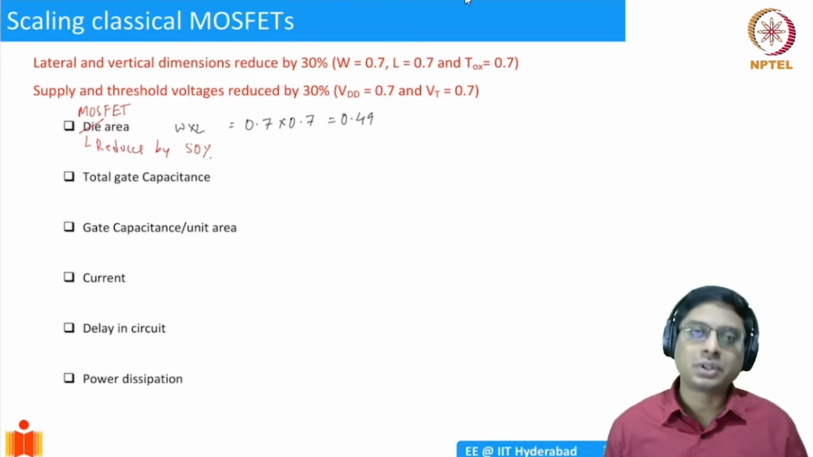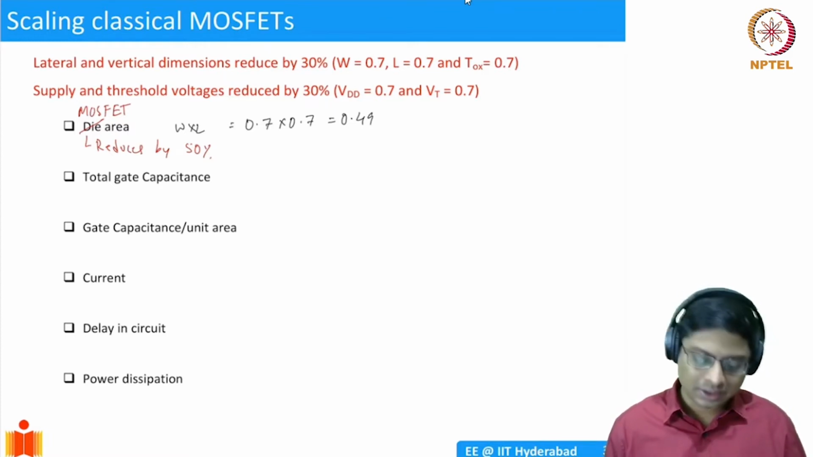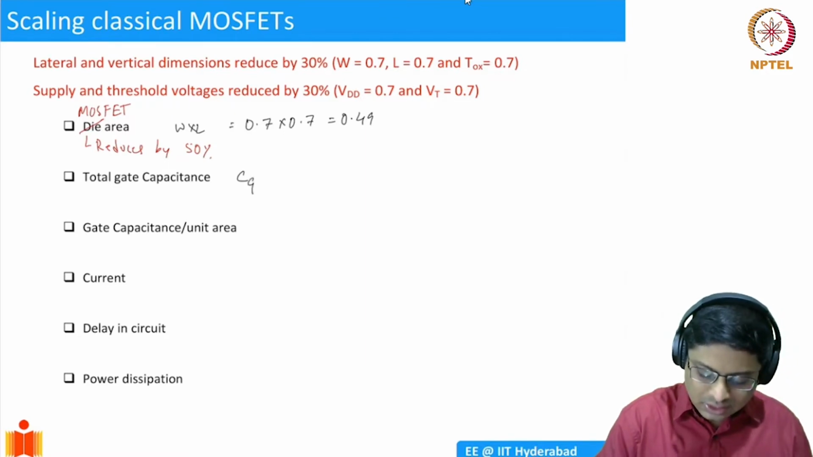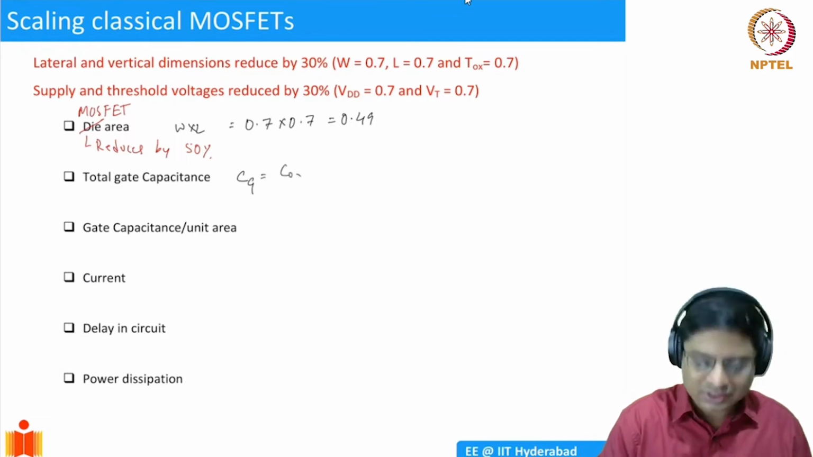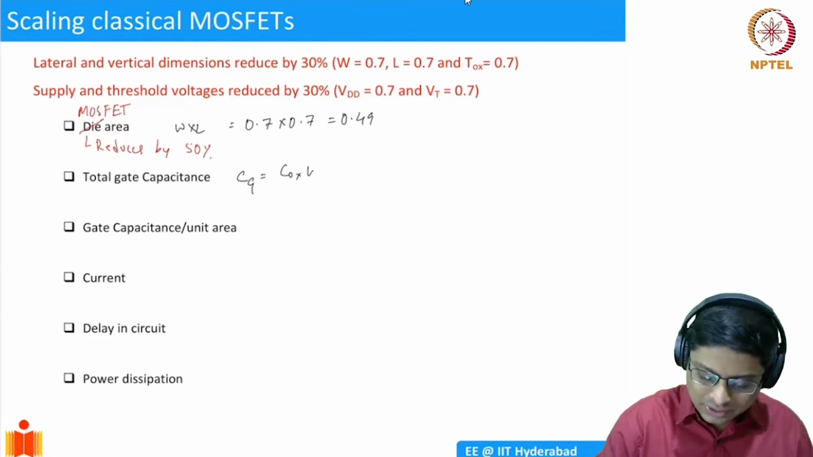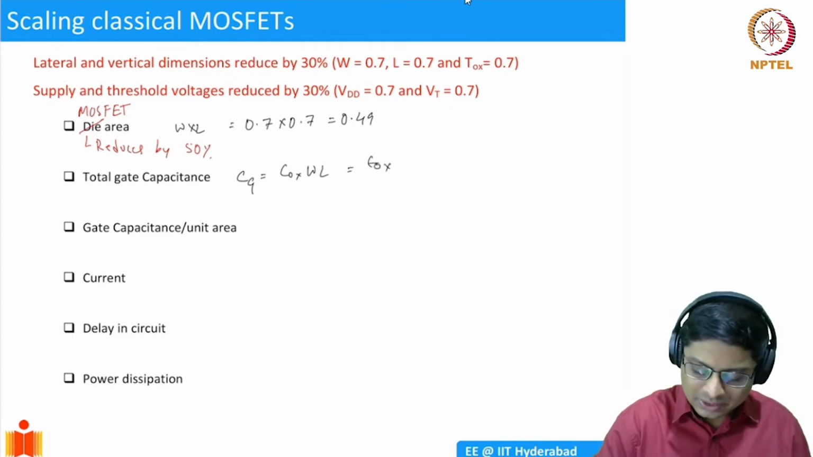What happens to the total gate capacitance? Well, remember this total gate capacitance is in farads. So the expression for this, let me call it CG, will be Cox, which is the capacitance per unit area we have defined for oxide, times the width into length, the area. So this will be equal to epsilon oxide by T oxide into W into L.